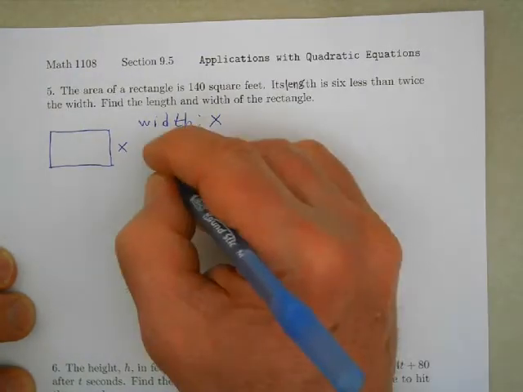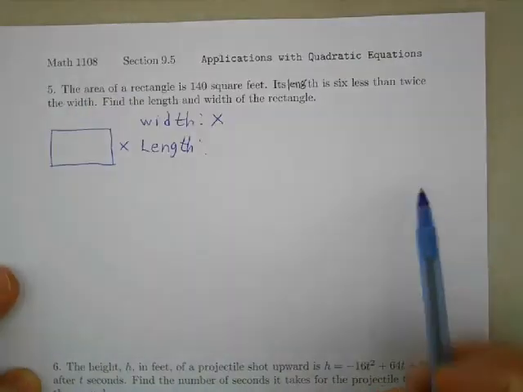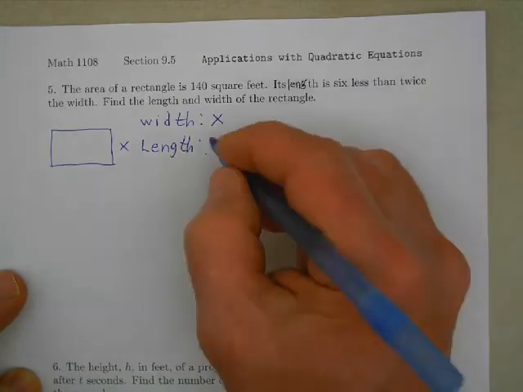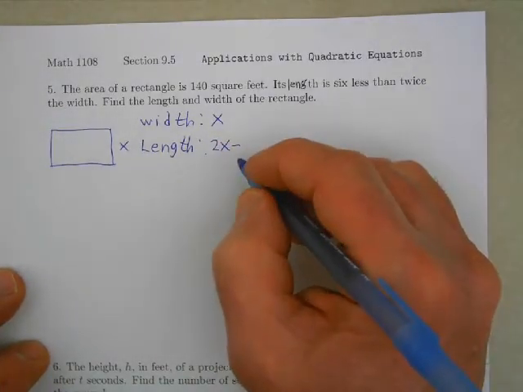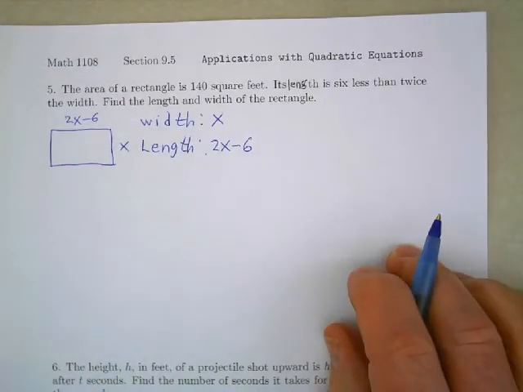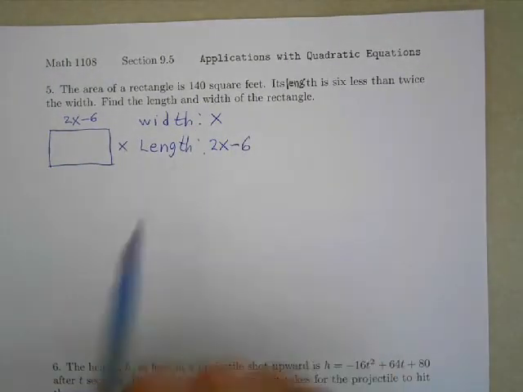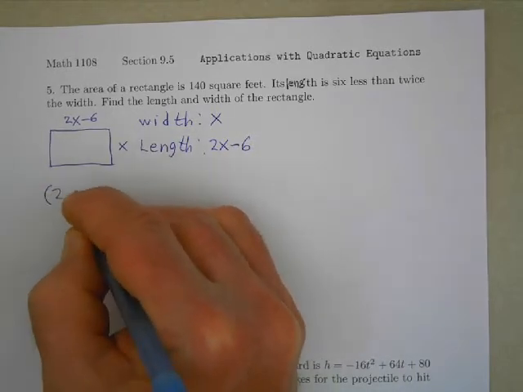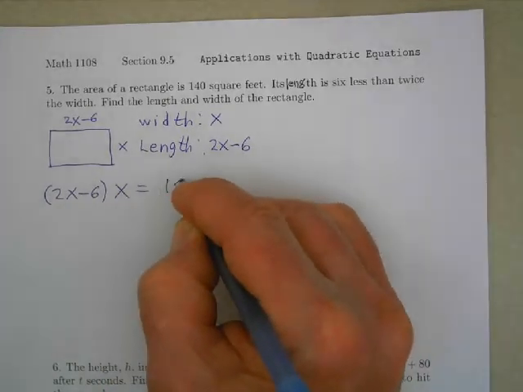feet, and the length, we're told what the length is in terms of the width. The length is 6 less than twice the width. So if the width is x feet, the length is 2x minus 6. And then the area of the rectangle is 140 square feet. So we know that if you multiply the length times the width of a rectangle, you get the area. So 2x minus 6 times x equals 140.